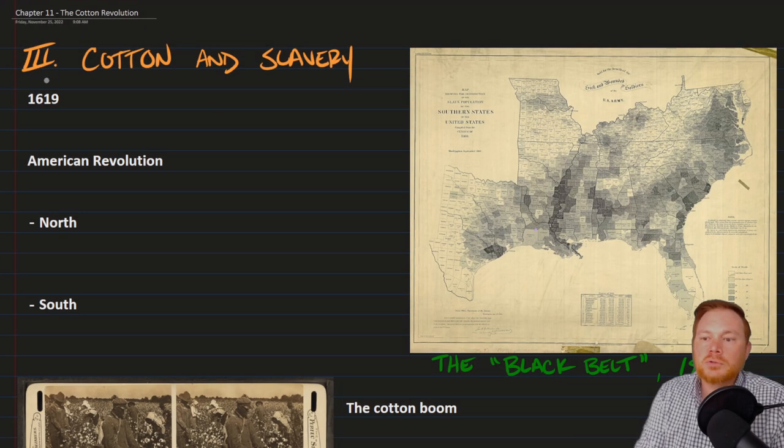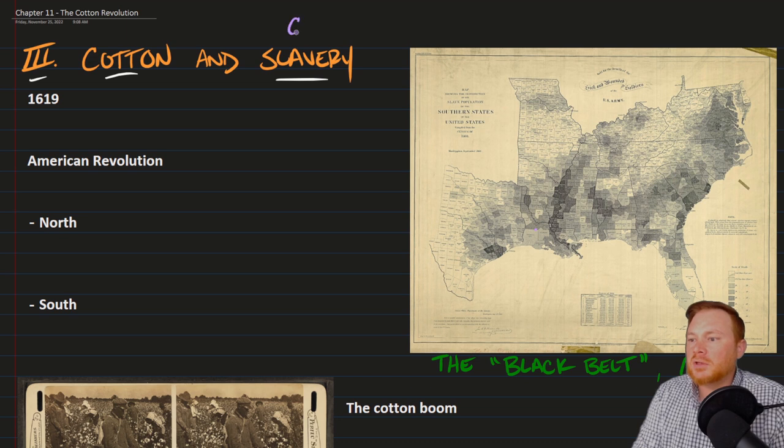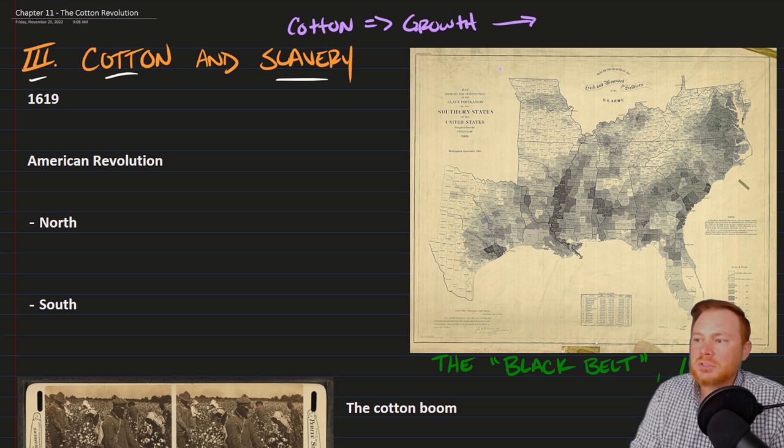All right, moving on to section 3, cotton and slavery. And the connection between the two, the major one, is to say that with the transition over to a cotton economy came the growth of slavery, so the number of enslaved individuals increased, but also the expansion of it. And we should not forget that aspect as well.